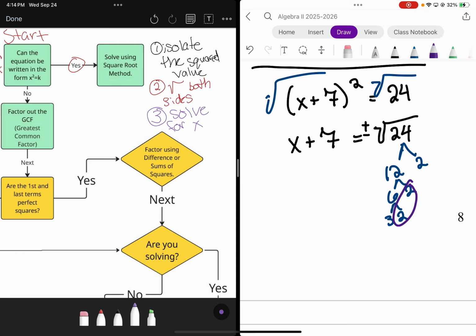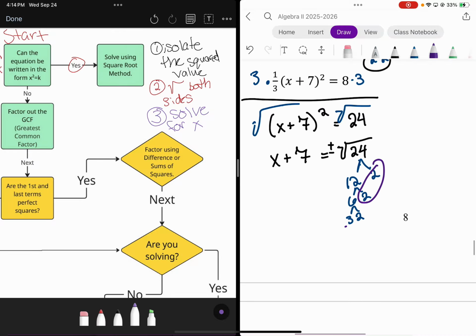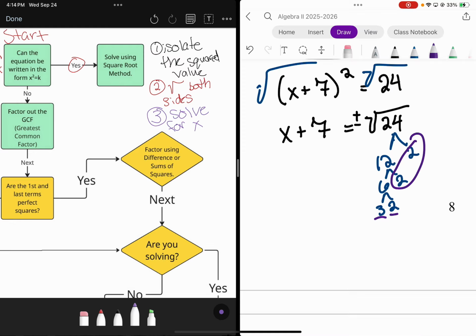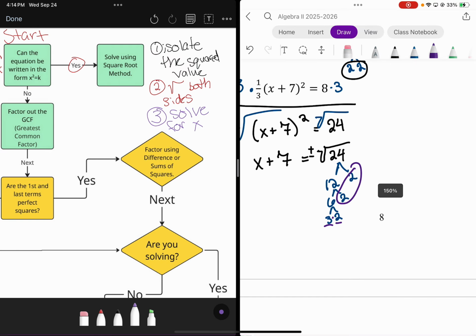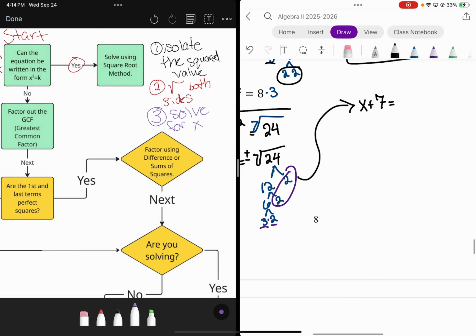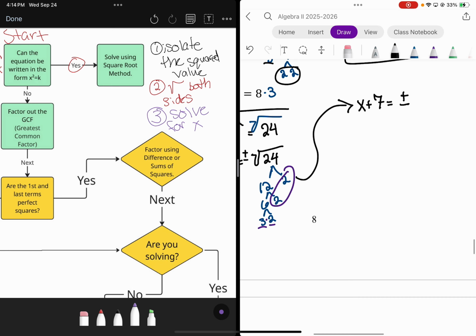Oh, no, those weren't the ones I wanted to circle. There we go. So we have a group of 2, and then we have a leftover 3 and 2. Anytime you have more than one number left over, you are going to multiply them and then put it back underneath the square root. So I'm going to rewrite this over here. So we have x plus 7 equals plus or minus the square root of 24, which simplifies to 2 square roots of 6.